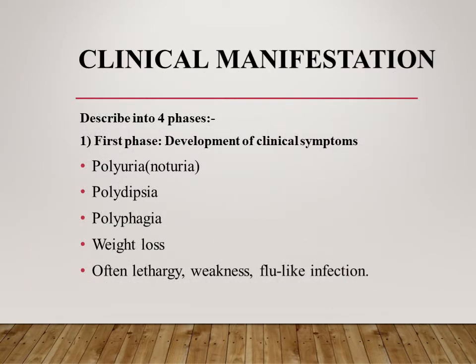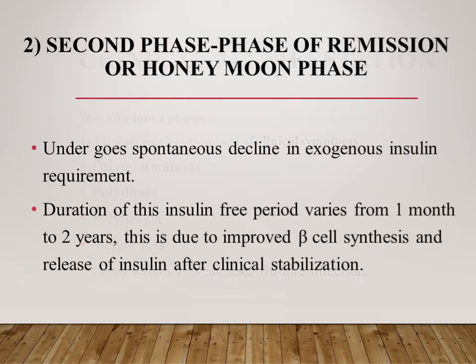What are the clinical manifestations? Described in four phases. The first phase is development of the clinical symptoms such as polyuria, polydipsia, polyphagia, weight loss, often lethargy, weakness, flu-like infections. Now the second phase, which is known as the phase of remission or the honeymoon phase, undergoes spontaneous decline in the exogenous insulin requirement, and duration of this insulin-free period varies from 1 month to 2 years. This is due to improved beta cell synthesis and release of insulin after clinical stabilization.